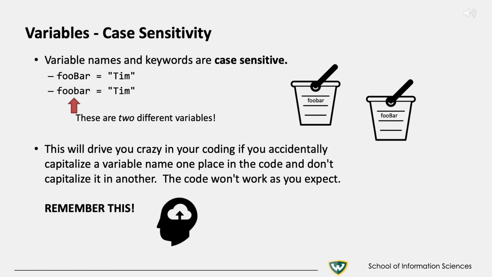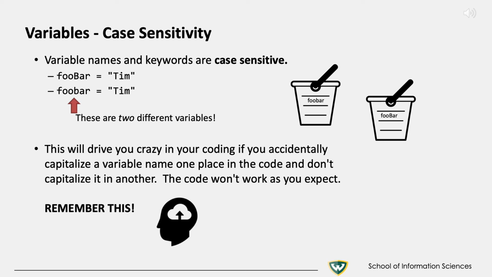Another important aspect of variable names in Python that you need to remember is that names and keywords are case sensitive. So as you see on the screen, if I do foo, capital B, R, foobar is assigned the value of Tim in quotes. And below that I do foobar with a lowercase b is assigned the value of Tim in quotes. These are two different variables.